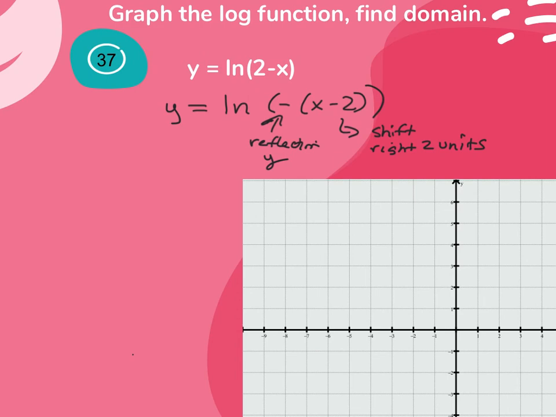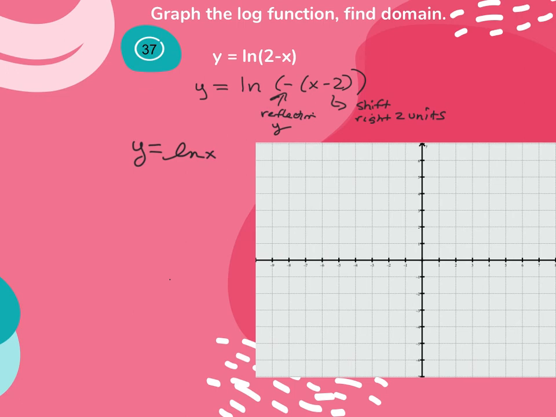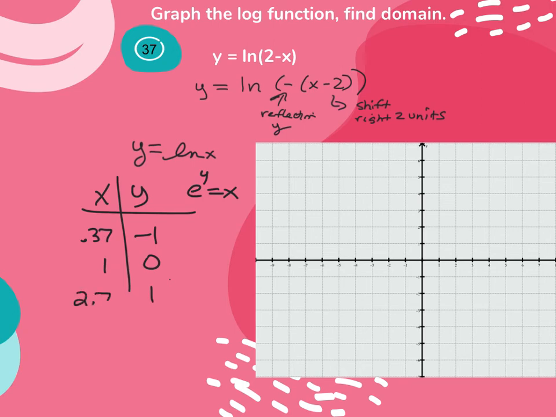So what I'm going to do is the basic y equals ln x graph, and then I'm going to reflect it and shift it. And I will also shift my asymptote and reflect it. So let's go ahead and do the t-chart. I already did the t-chart because, remember, you're doing e to the y equals x. So over here, negative 1 gave me the point 0.37. 0 gives me 1, 1 gives me 2.7.